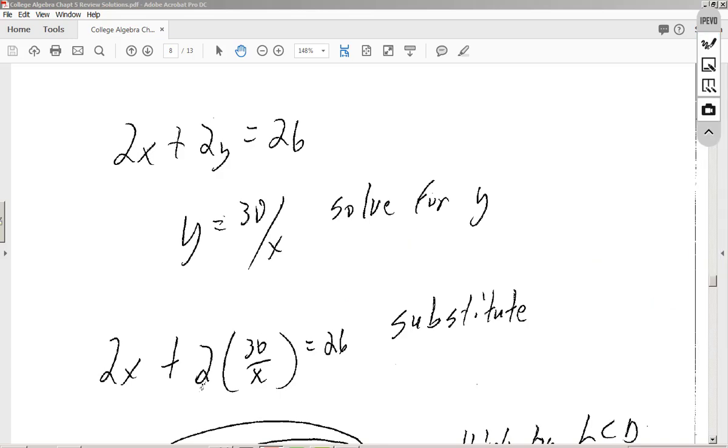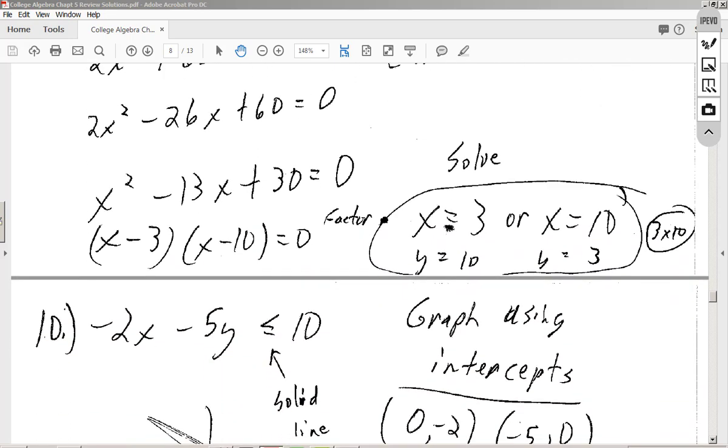And so that is your answer. You've got a 3 by 10 would be your dimensions for your rectangle.